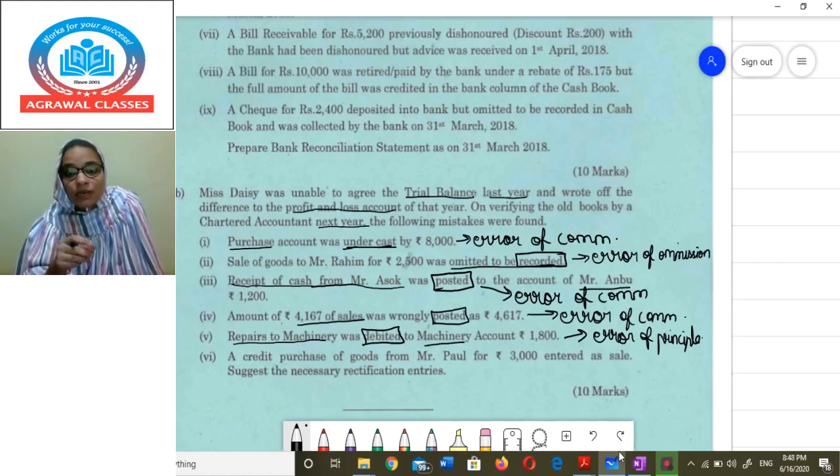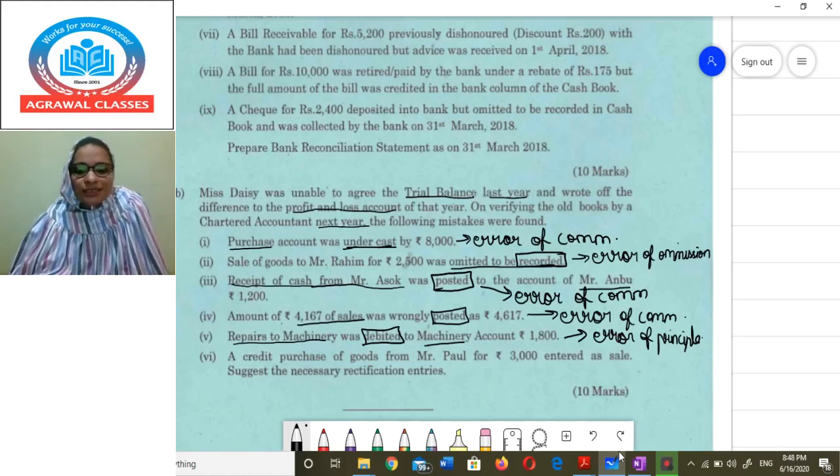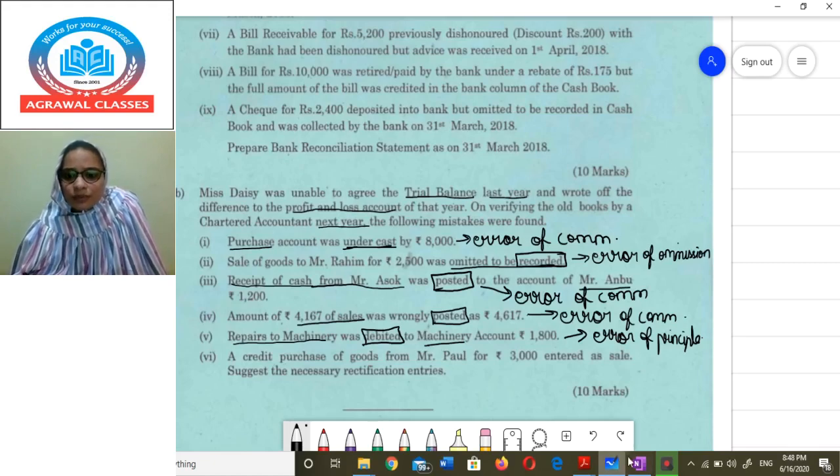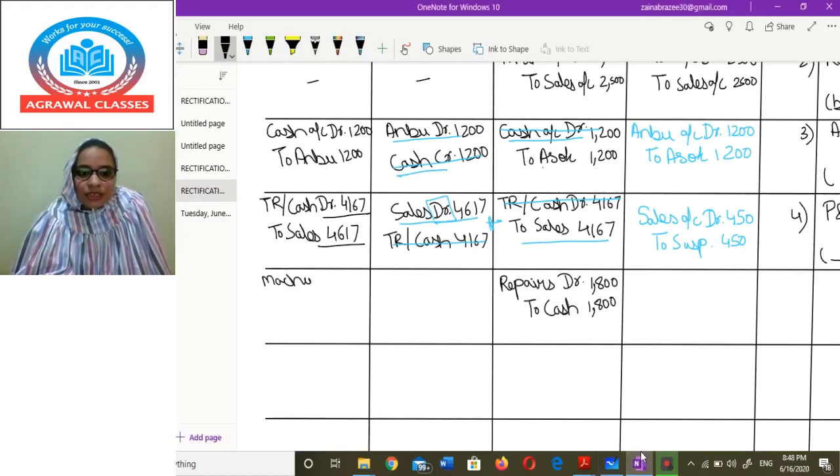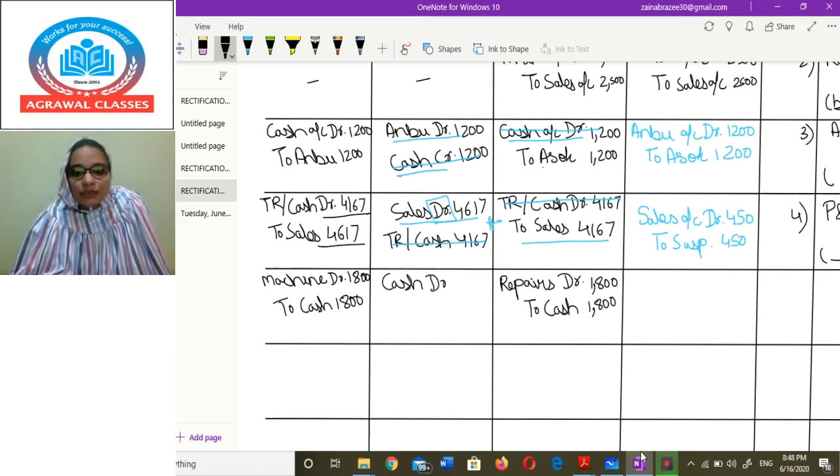It comes in true and false. For CS Foundation students, it comes as MCQs. So you need to know the theory also. The theory is not much, but you have to understand it's quite easy. Okay. Error of principle. So, wrong entry was हमने गलती से machine account को debit कर दिया. Amount 1800. See, that credit does not matter because वो same है. अब इसे रिवर्स कर देंगे, कैश अकाउंट डेबिट हो जाएगा, मशीन अकाउंट क्रेडिट हो जाएगा.